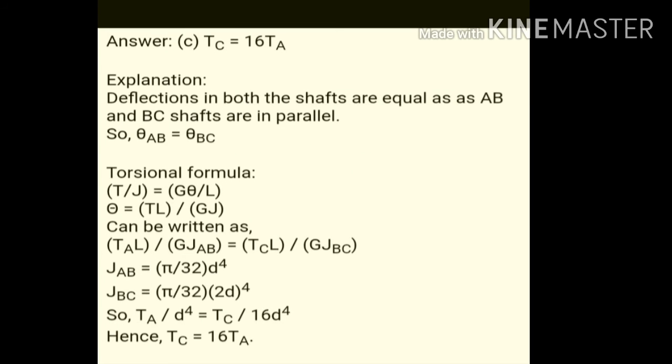Here TC is equal to 16 TA, because you can understand the torsion formula T by J is equal to G theta by L. We know that it is a function of the polar moment of inertia, where torsion has a relation with the polar moment of inertia. Here TA by d power 4 is equal to TC by 16 d power 4, because here d is replaced by 2d. So with 16 d power 4, the answer is TC is equal to 16 TA.